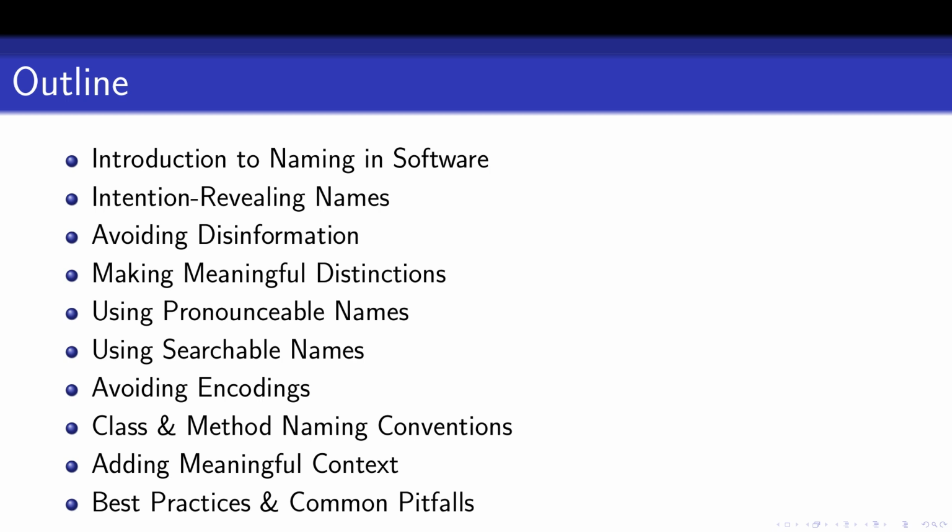Searchable names are on the list too, making it easy to find what you're looking for in a sea of code. We'll also tackle why encodings are a relic of the past we should avoid, and then look at solid conventions for naming classes and methods. Adding meaningful context will tie it all together, and we'll wrap up with best practices and pitfalls to watch out for. It's a packed outline, so let's jump in.